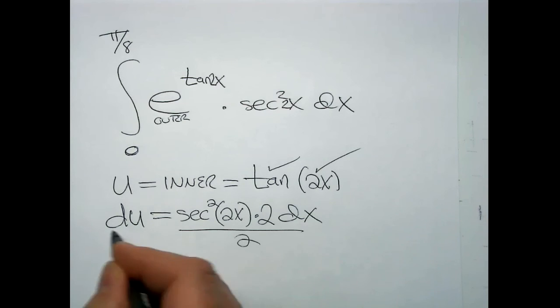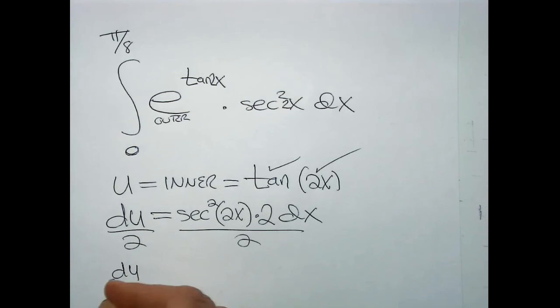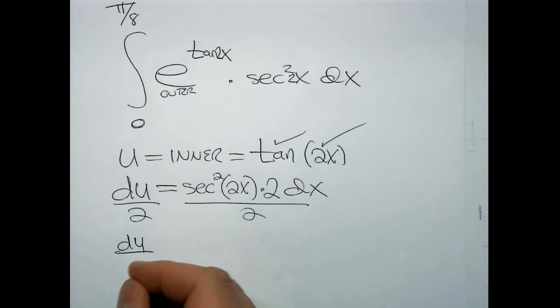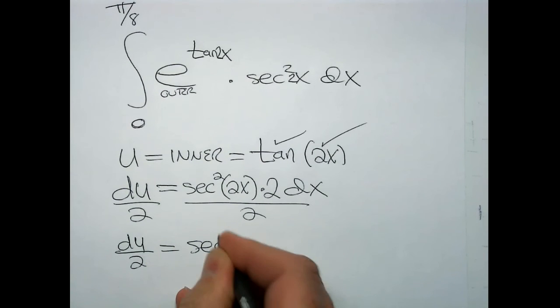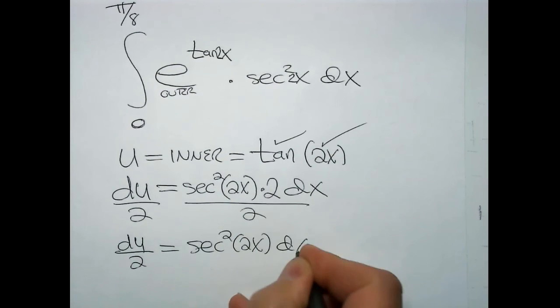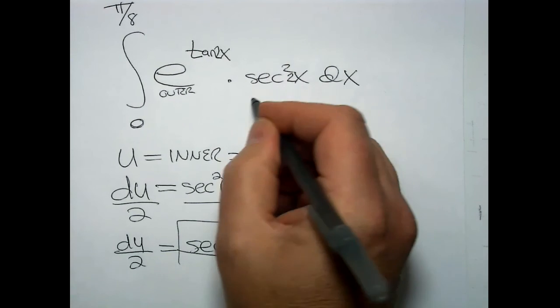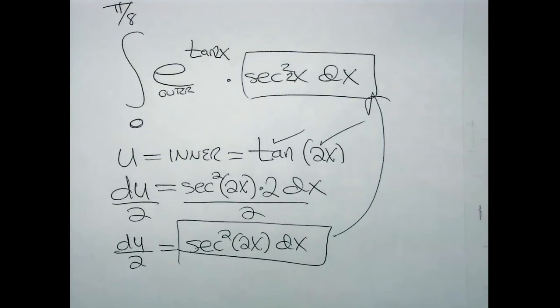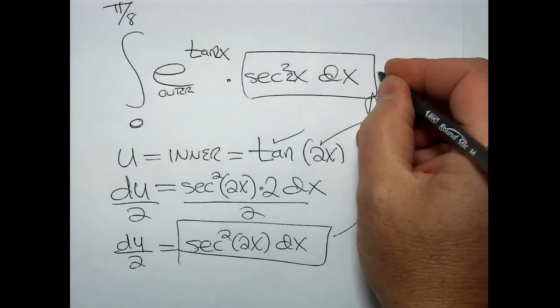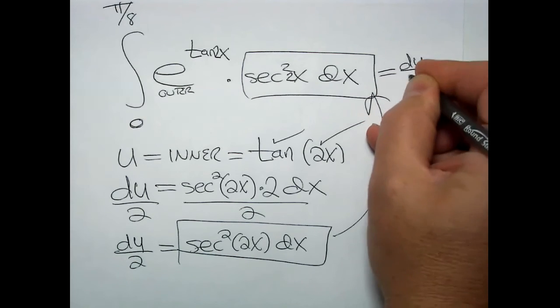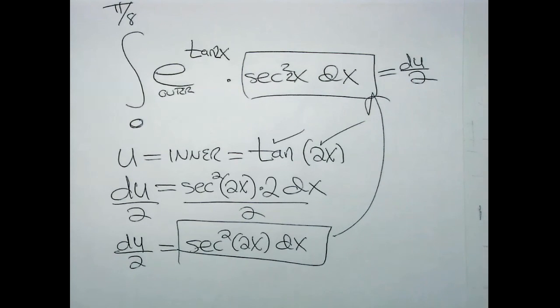Now, if I divide both sides by 2, I learn something, and that is that du over 2 is secant squared 2x dx. Isn't that convenient? Look at what that is. Apparently, this box reduces to simply du over 2. I think I'm beginning to like this problem.